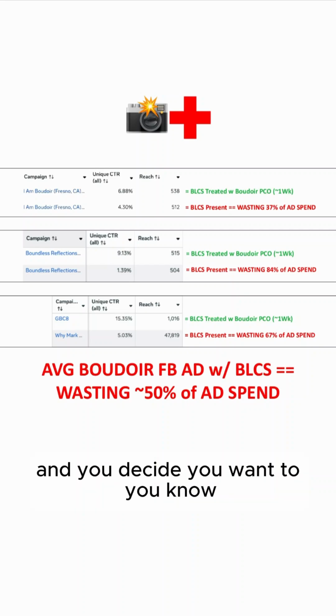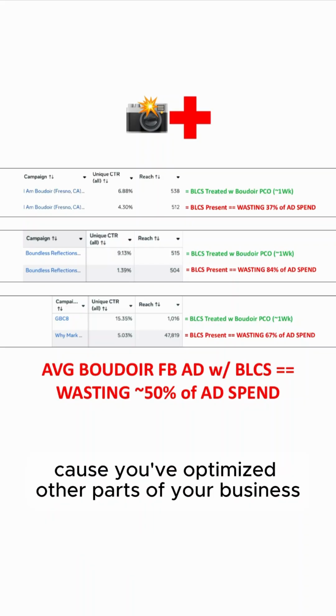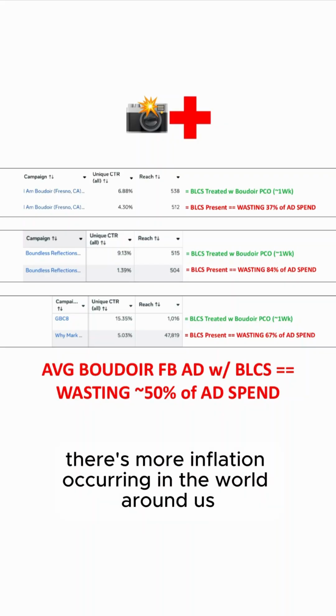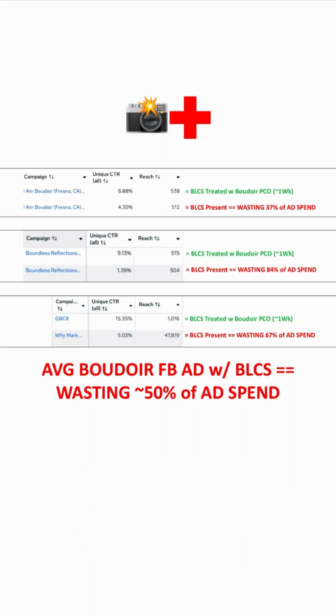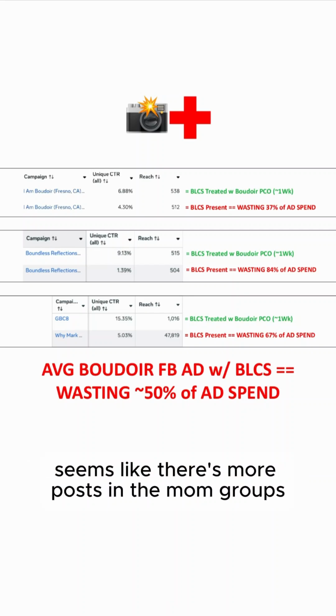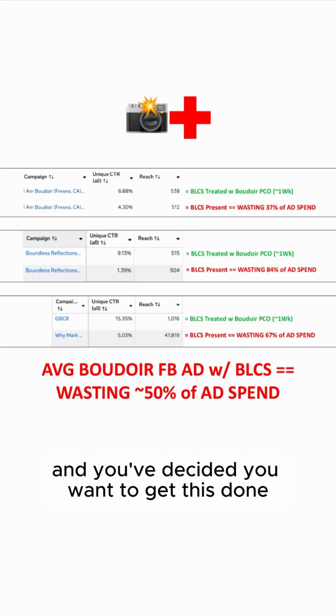And you decide you want to pull this profit out from the Facebook ad side of your business, kind of plug those leaks because you've optimized other parts of your business. And you see that there's more inflation occurring in the world around us. We want to pull some more profit out. We see more women entering the marketplace, offering Boudoir services every day. So basically, the market's getting more saturated. Seems like every time someone gets a new iPhone, a new Google Maps profile pops up saying they offer Boudoir. Or anytime someone gets a new camera, it seems like there are more posts in the mom groups offering boudoir shoots. And you've decided you want to get this done.